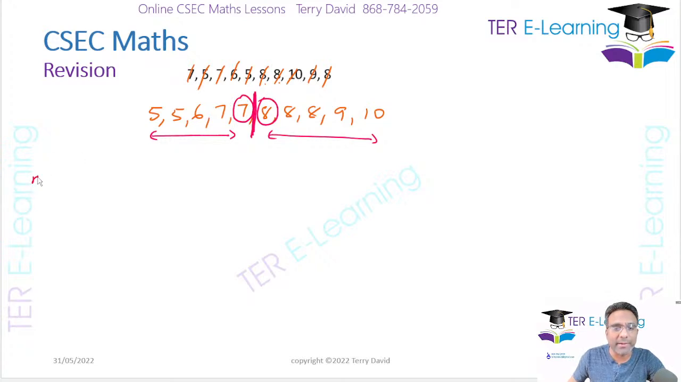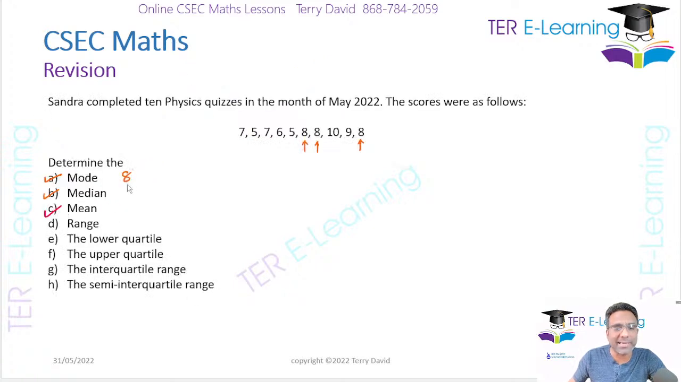So your median is simply going to be equal to 7 plus 8. You have to add both of them and divide by 2. So your median is 7.5. I saw lots of people said it's 7.5. That's what it is. So that's your median. That is part B, so that's 7.5.